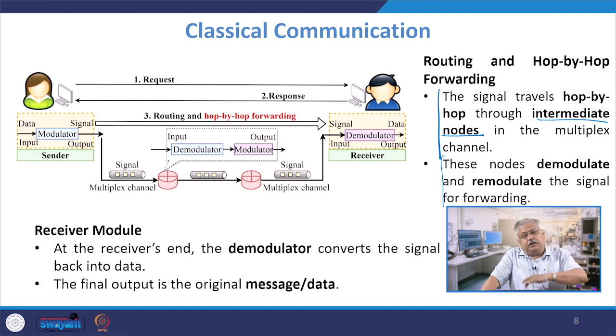And at the receiver end, there is a demodulator which converts the signal back into the data, right, and the data is finally given to the output. So, this is the basic idea about the classical communication which we do, and so there are various techniques available by which you can do all these things. Now, you can replace this multiplex channel by multiple things.